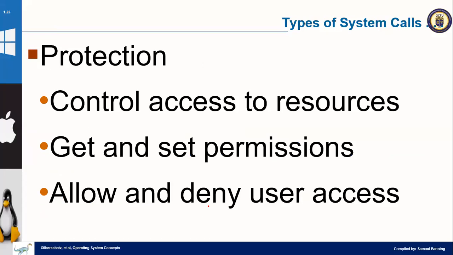Okay. Then when it comes to the protection of our computer system, we can use system calls to control the access of the resources in the computer system. We can use system calls to get the permissions and set the permissions of resources. We can use system calls to allow and deny user access. Okay, so these are the system calls that we can use when it comes to protection.